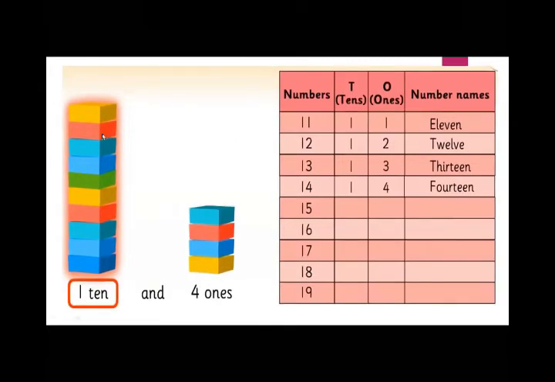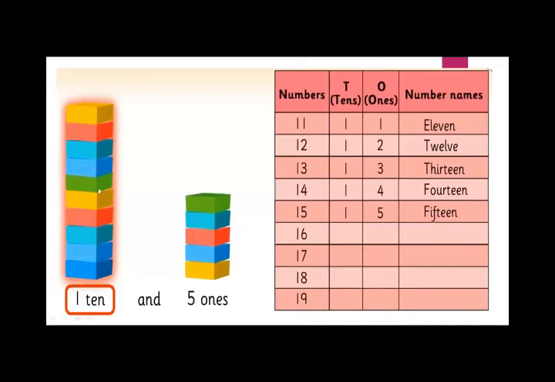Now again we see here one stick of 10. So 1 ten and how many ones? 4 ones. So 1 ten and 4 ones make the number 14. So how do we write it in the proper place? 1 is written in the tens place, and 4 is written in the ones place. So what is the spelling of 14? FOURTEEN. 14.